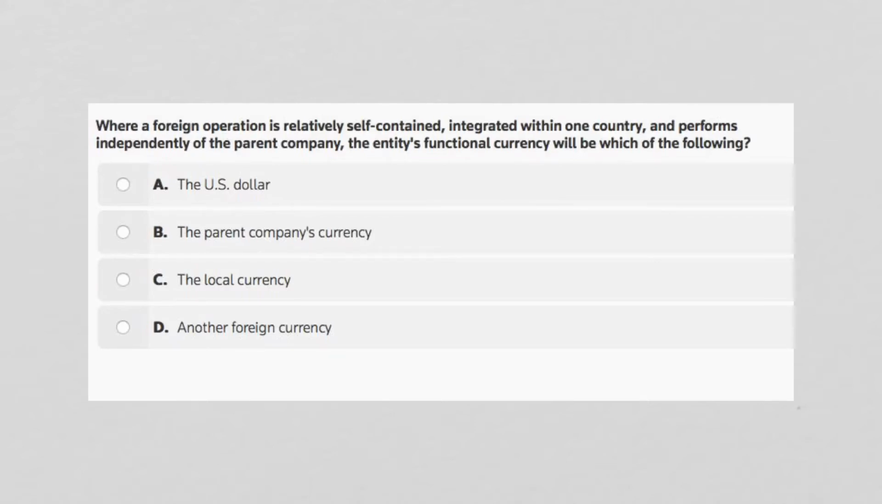Alright, let's see what you got here. The answer here should be not B, but C. Because that is what we've been learning, that when the foreign operation is relatively self-contained and integrated within one country, the functional currency will be the local currency of that country. Okay, let's try another one.